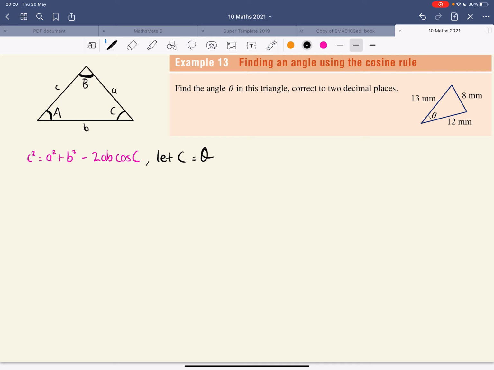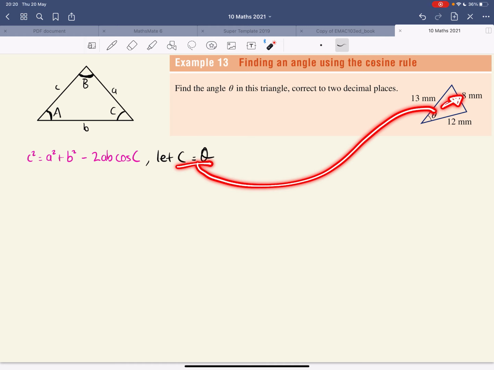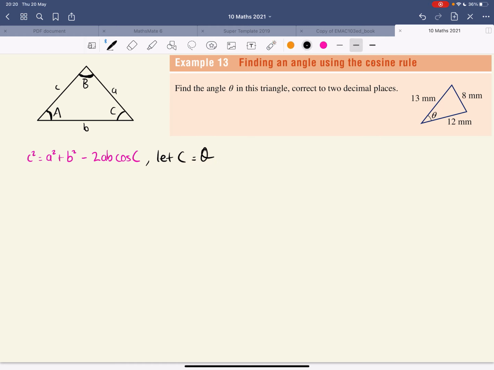So C, this is the lowercase c. Remember, that's always opposite to the angle. And in our case, the angle that we're interested in, theta, well, what's opposite to theta? That side, which is 8. So let's go ahead and write 8 instead of C. We're substituting now. Now the next ones are A and B.